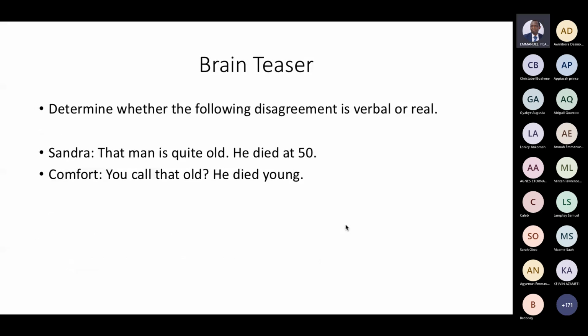Now, a little exercise. Determine whether the following disagreement is verbal or real. Sandra says, that man is quite old. He died at 50. And Comfort says, you call that old? He died young. Is it a verbal or a real disagreement?